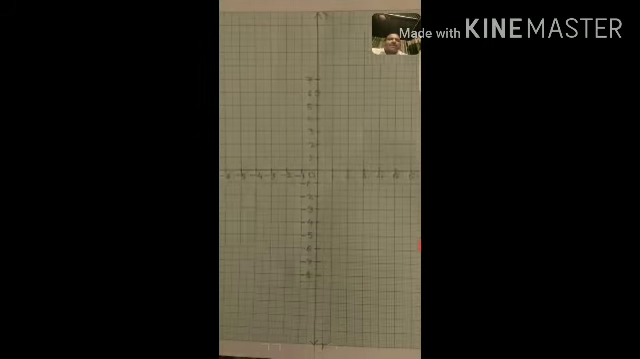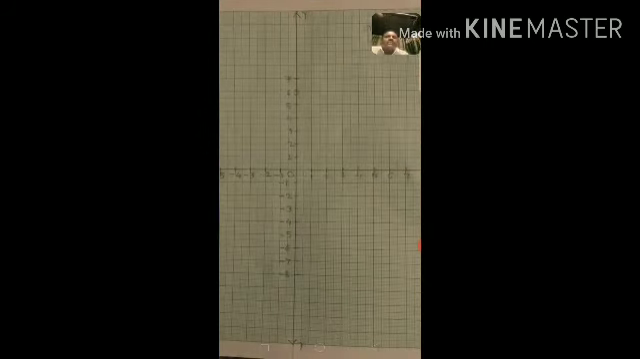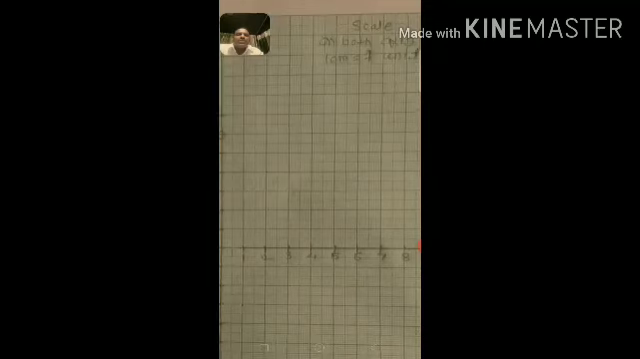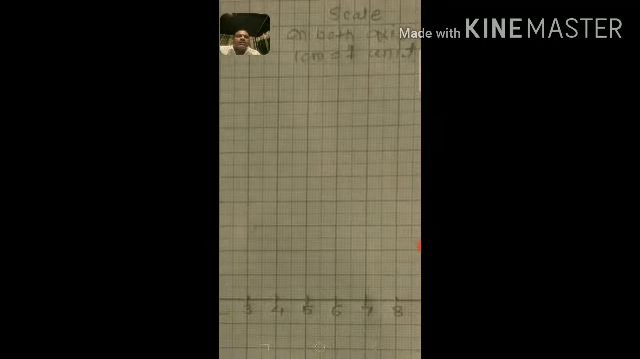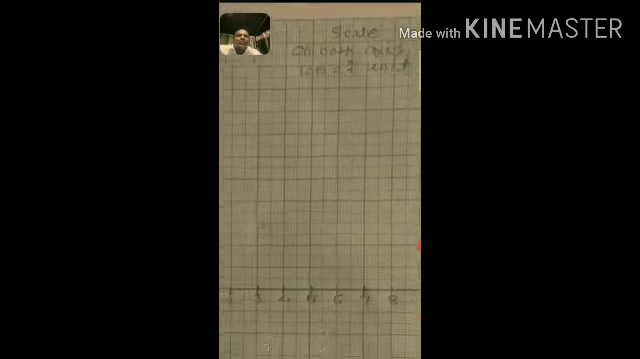And in this way you should make a graph, and the scale is also written. The scale is on both axes, 1 centimeter is equal to 1 unit.